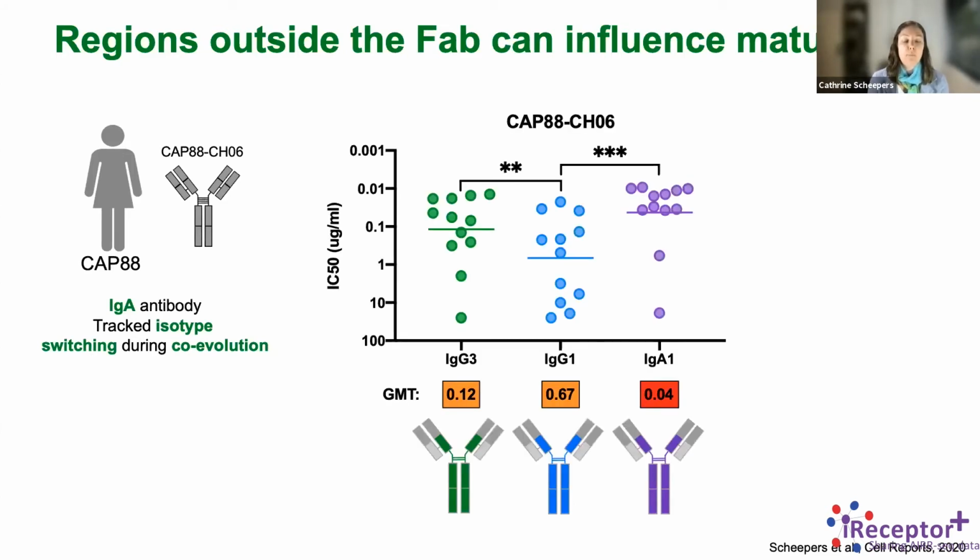I'm just showing cap88-Trv06 here as an example, but we have multiple examples of this throughout the lineage. We made this antibody in 3 different isotypes, and then we tested these antibodies for their ability to neutralize a panel of viruses. What you will see is that we have very different neutralization profiles between these different isotypes. And this is a reminder that they have exactly the same Fab. So the difference is really influenced by the isotype here. In this particular case, the IgA was the most potent and IgG1 was the least potent.